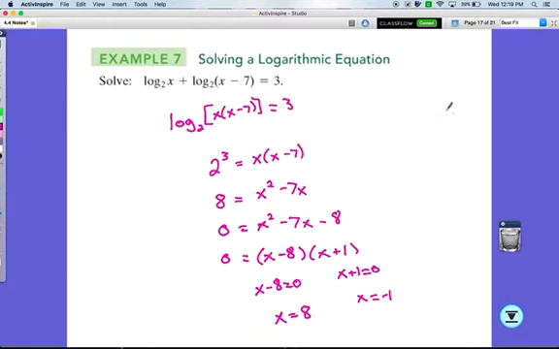All right, but when I check it, the 8's going to work. If I put an 8 in here, that's positive. If I put an 8 in here, 8 minus 7, that's still positive. So 8 definitely works. But if I try to plug the negative 1 in, the log base 2 of negative 1, the argument in here cannot be negative. It can't be, it has to be positive. So negative 1 is an extraneous solution. It does not work. All right, try your checkpoint.